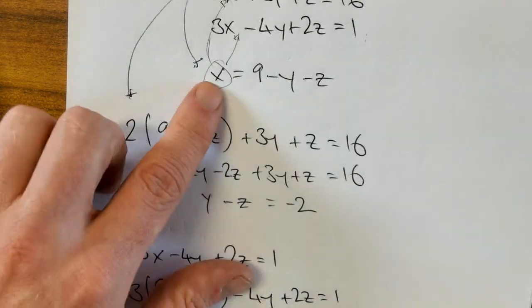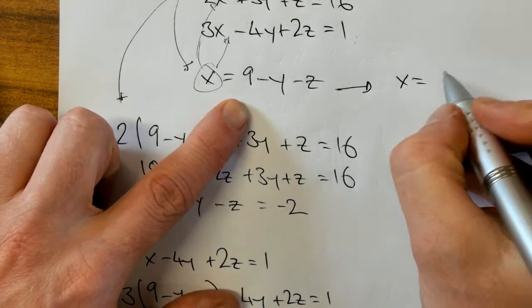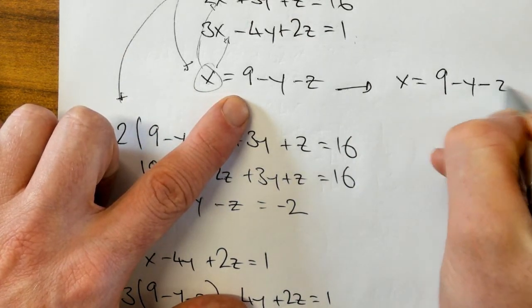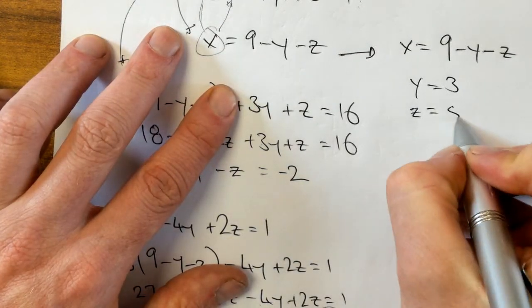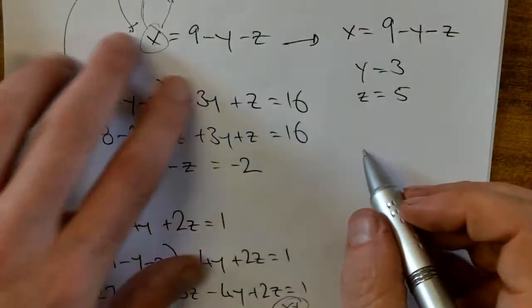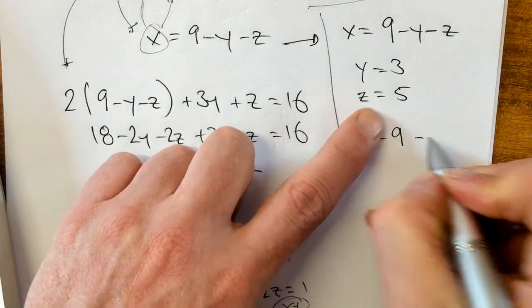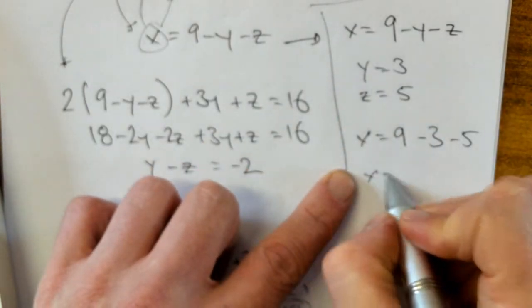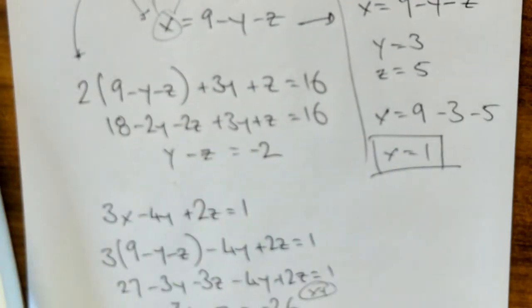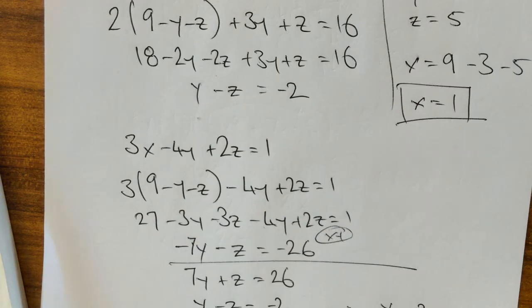And then we're going to go all the way back up to our start, our x, which we have here. We had x is equal to 9 minus y minus z. And now I know values for y, which is 3, and for z, which is 5. So x is equal to 9 minus y, which is 3, minus z, which is 5. So x is equal to 1. And there are my 3 values. Okay, that's it, done.